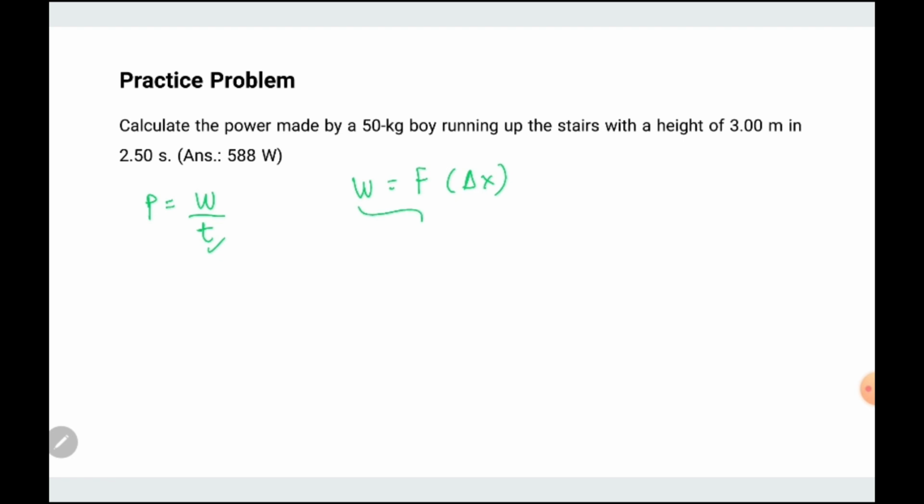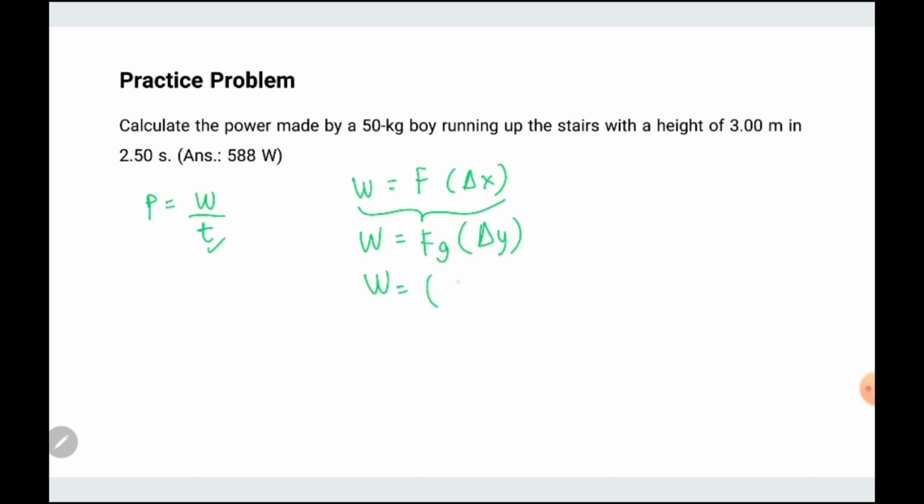Actually, we can do some modification here. Work is how much work the boy should apply on himself to lift himself up the stairs. It should be equal to or greater than his weight, or the gravitational force. So let's just say the minimum, which is equal to the gravitational force. We can also change the notation for displacement, since you are moving upwards, along the y-axis. So instead of change in x, we use change in y.